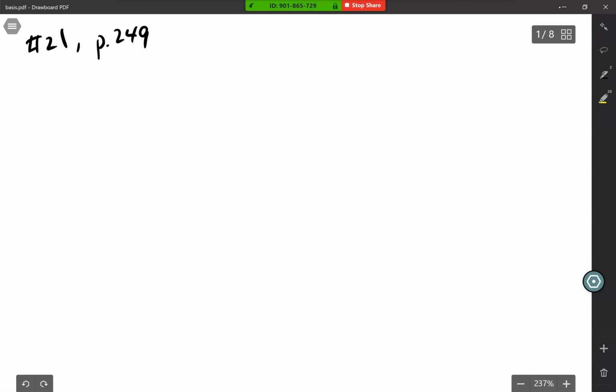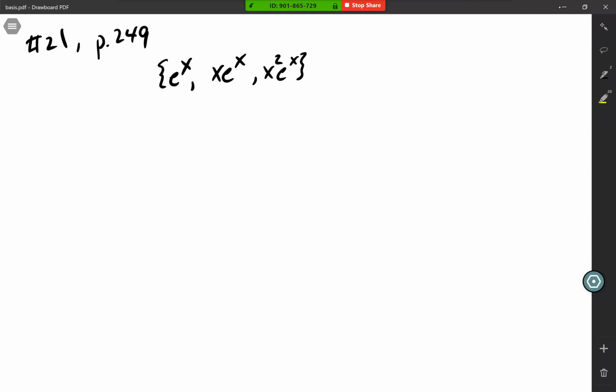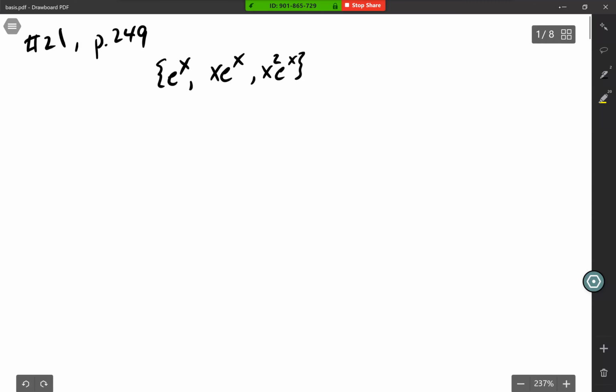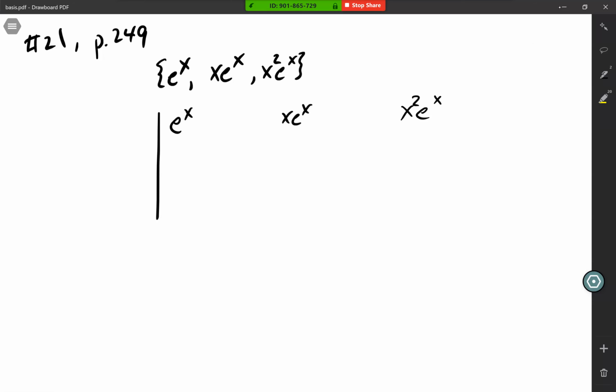One of the problems you have is the set of functions e to the x, x e to the x, and x squared e to the x. So it doesn't have to be trig functions in this one. You would still do the same idea, though. You would set up your first row as just the functions. And then how do you get your second row? What do you do?